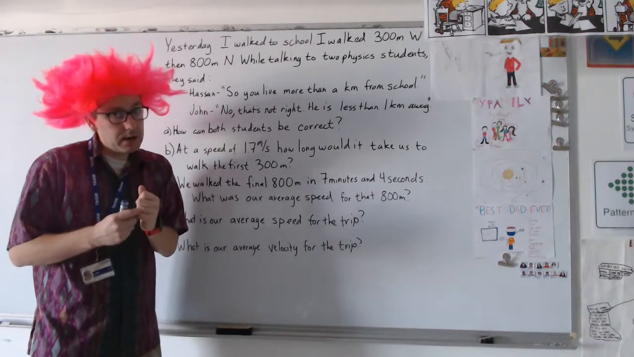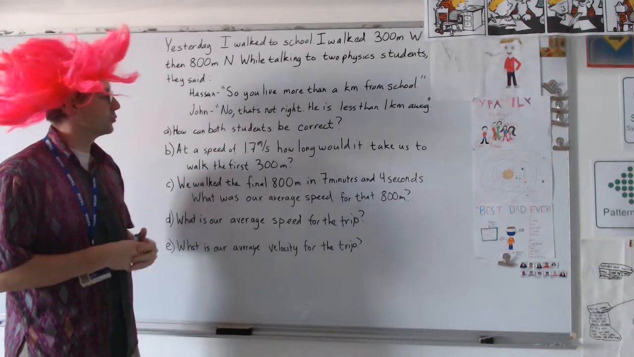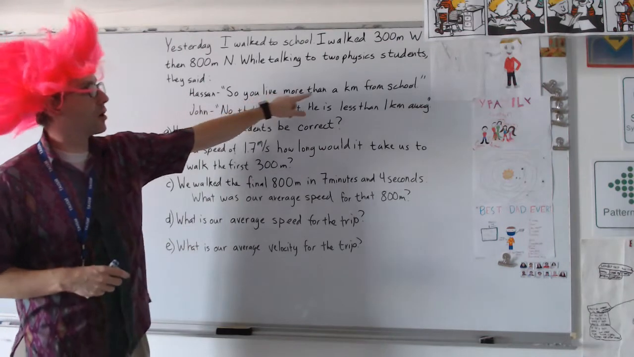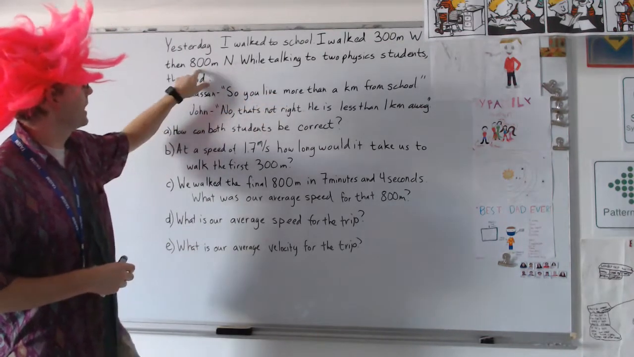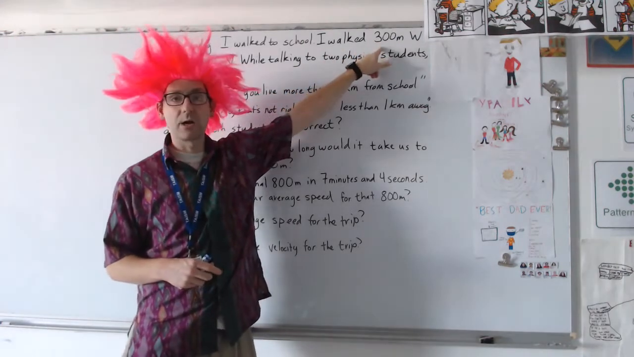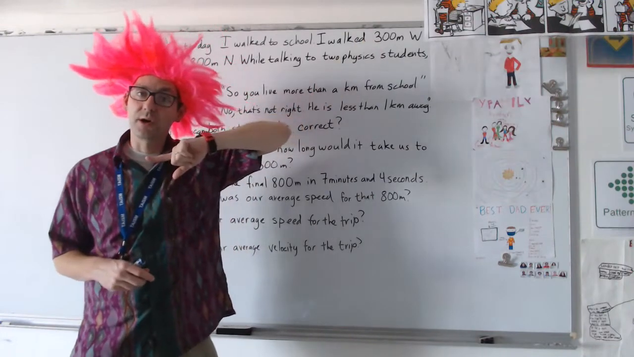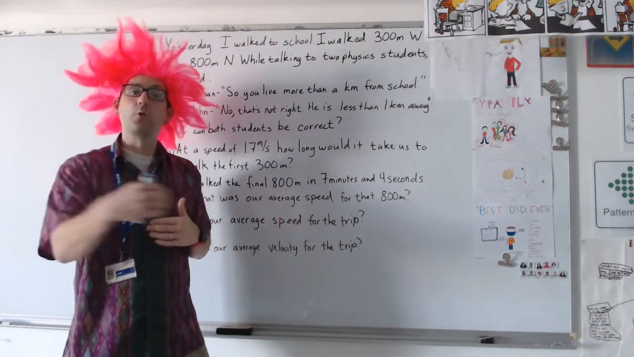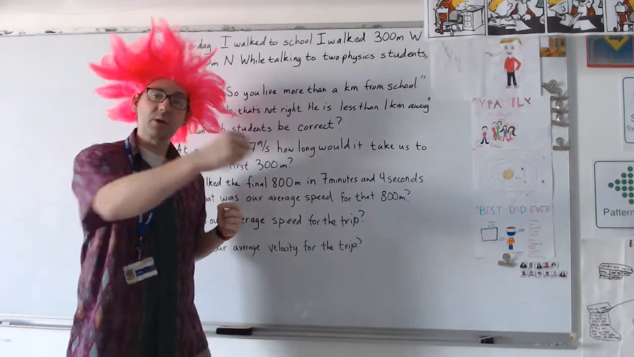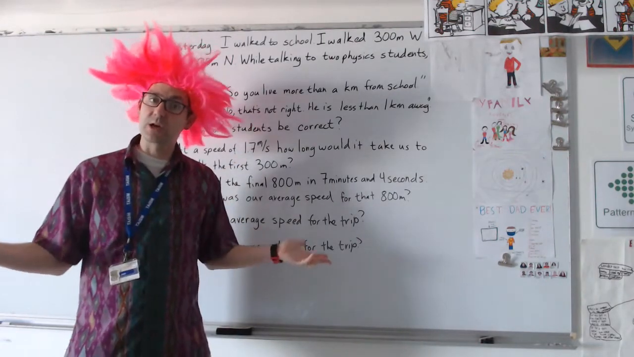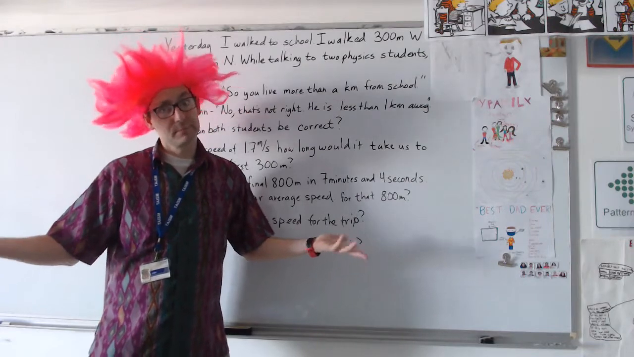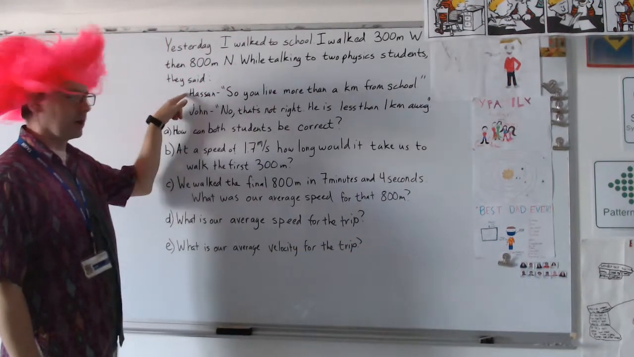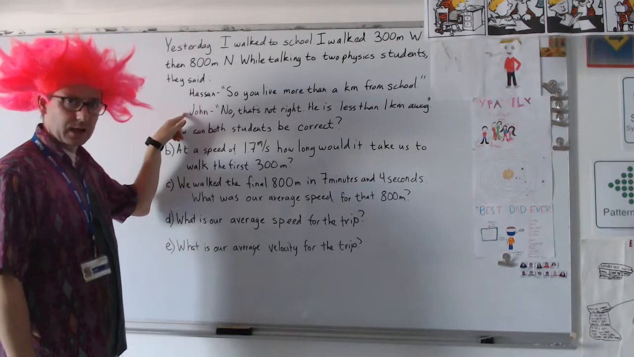Okay, think about it. Let's see if we can answer it. Well, how could both be correct? Number one, Hassan says more than a kilometer. Okay, well, 800 plus 300 is 1,100. That's more than 1,000 meters. That's a kilometer away. So how far did I have to walk? Well, I had to walk a total distance of 1,100 meters. That's more than a kilometer. Okay, kilometers, 1,000 meters. Okay, so Hassan's right. How could John be right?